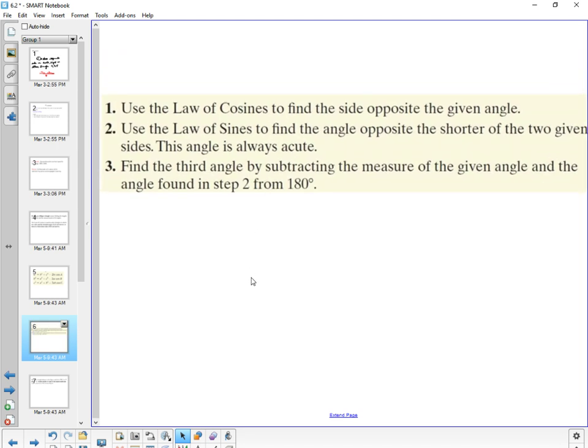Here's what you want to look for when to apply it. Use the law of cosines to find the side opposite of a given angle.